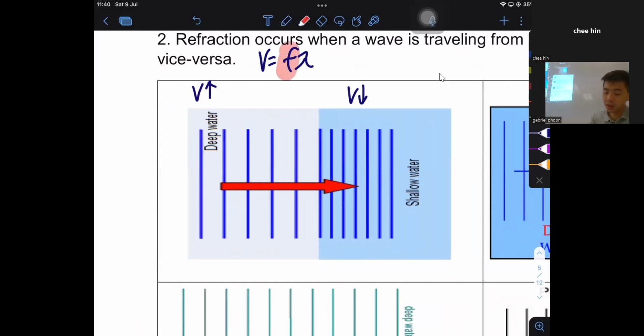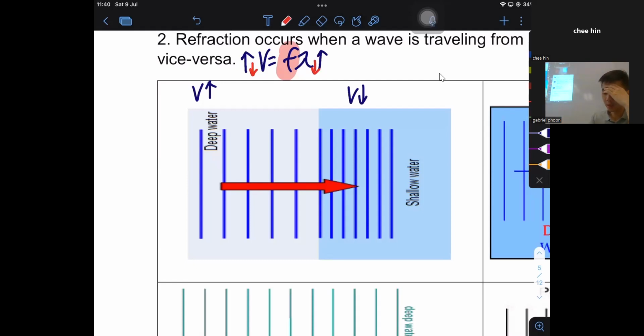The frequency will be the same. It will stay the same, right? So can I straight away associate that if I have an increase in velocity, I will have an increase in wavelength? If I have a decrease in velocity, I will have a decrease in wavelength, because the frequency is the same.